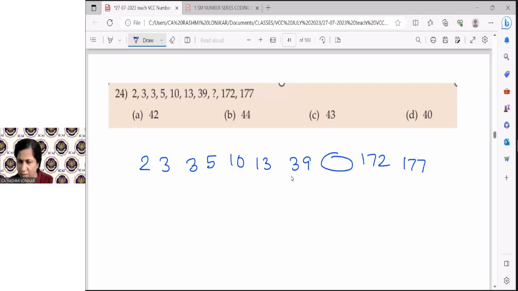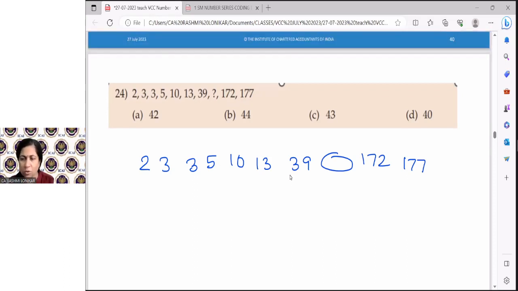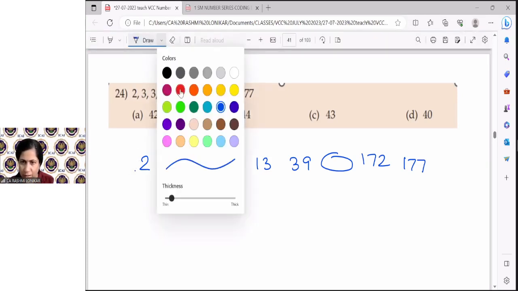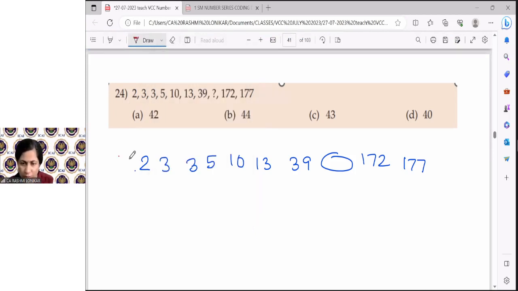Then there is a little gradual increase. Then over here between 13 and 39, there is something else happening. Okay, so let us see. I can either make groups of 2 or make groups of 3. So this is 2, 3, 3, 5, 10, 13, 39, this thing, and 177, 172, 177.